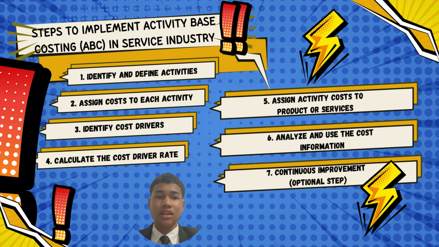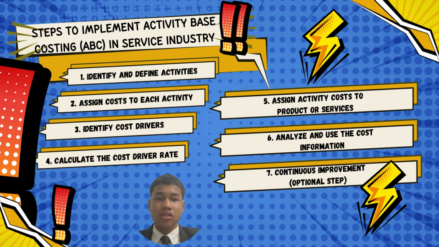These are the tasks or processes that are done to deliver a service or product, such as customer service, billing, or equipment setup. It's important to break down the work clearly so we know what activities are using up the time and money. The second step is assign cost to each activity.